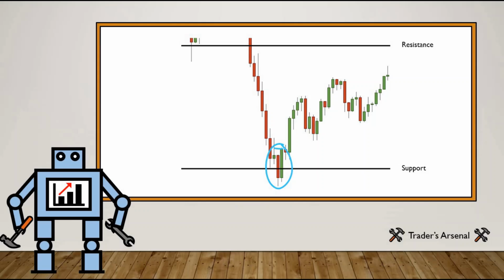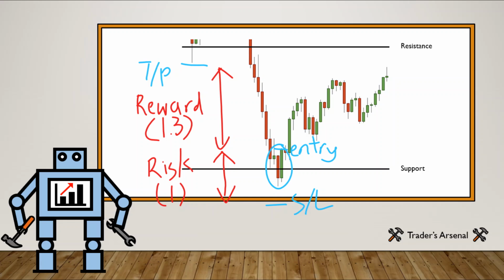This is actually a buy signal and you should have entered on the close of the bullish candle. Your take profit will most likely be on this swing low and stop loss just slightly below the candle. The potential risk to reward ratio on this trade is roughly 1 to 1.3.